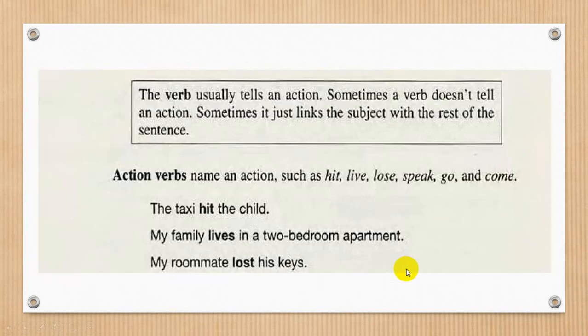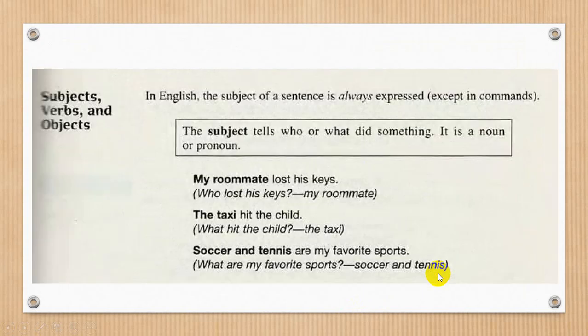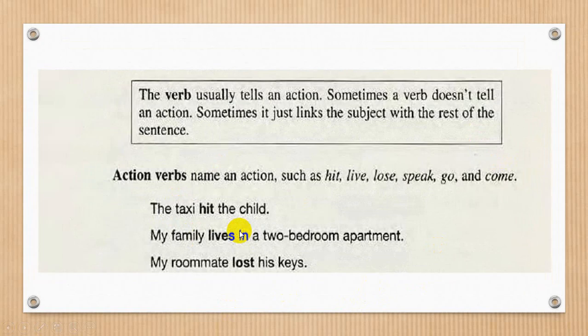The verb, هسه خلصنا من الفاعل, قلنا الفاعل إما يكون اسم أو يكون ضمير ونسأل عنه بwho or what, تمام؟ Yes, ننتقل to the verb. We are going to move to the verb. Verb usually tells an action. هسا بالفعل قلنا who did the action or what did the action. من اللي سوى الأكشن, الحركة. الفعل لا, الأكشن itself, الحركة نفسها. Okay, usually tells an action.